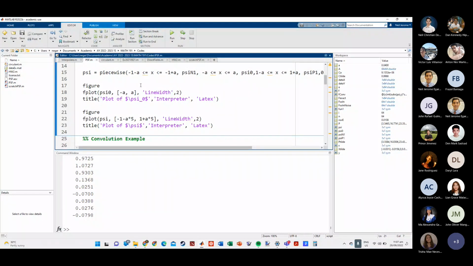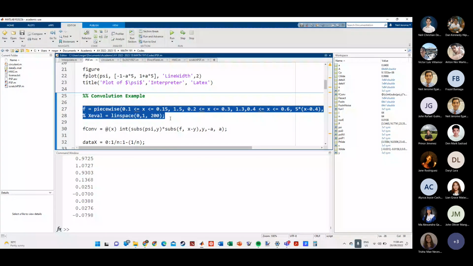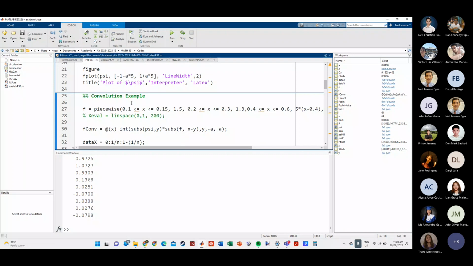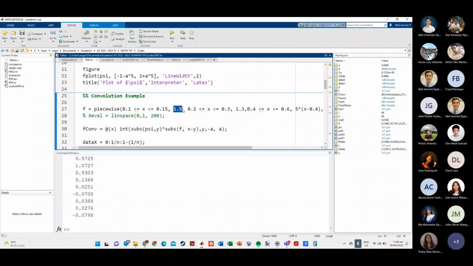Since psi is now defined, I can build up the convolution. Okay. Una, ginawa ko sa line 27, dinefine ko si function f. Ito yung piecewise function na gusto nating i-reconstruct. Ito yung input function doon sa ating convolution problem. No? Piecewise function din siya na from 0.1 hanggang 0.15, constant ang value niya na 1.5.